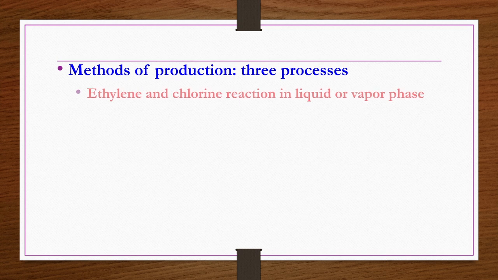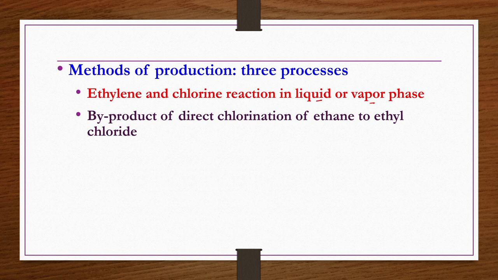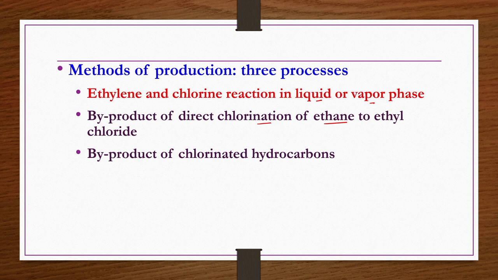Methods of production: three methods are there. First one is the direct reaction between ethylene and chlorine, which can be done in liquid phase or vapor phase. Then there is the byproduct of direct chlorination of ethane to ethyl chloride. When you chlorinate ethane, reacting it with chlorine to get ethyl chloride by a substitution reaction, in addition to ethyl chloride, ethylene dichloride is also produced as a byproduct. Sometimes when you chlorinate different types of hydrocarbons, there is also a possibility that we get ethylene dichloride as a byproduct. However, looking at byproducts is not a wise way of discussing the production of this product.